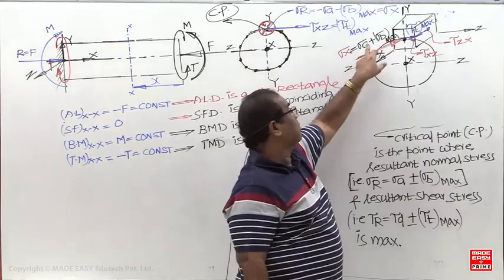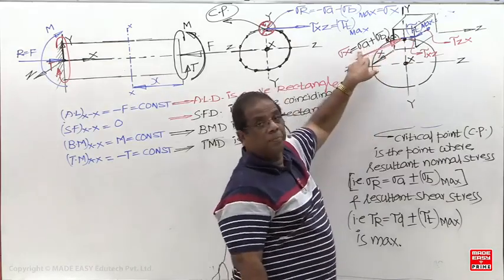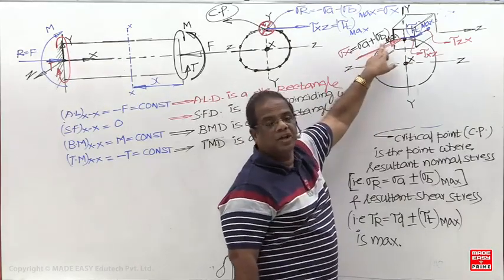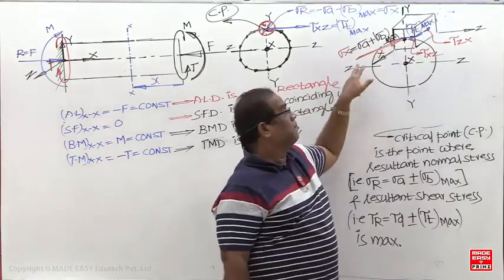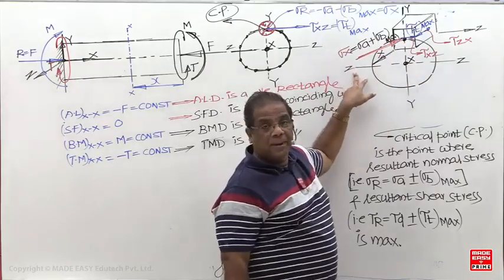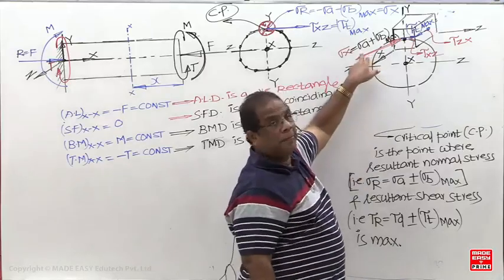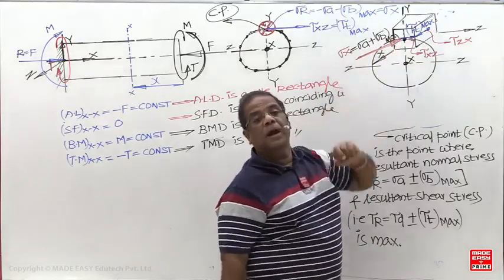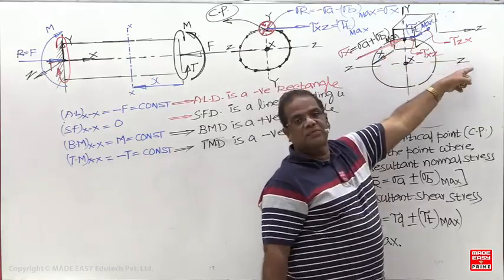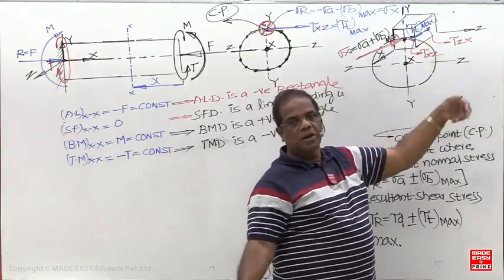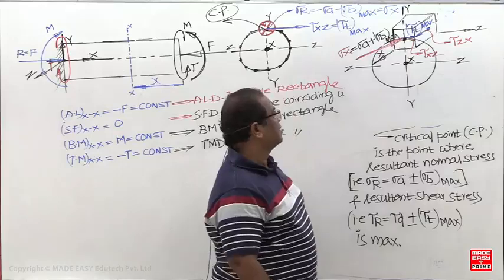4P by πd² plus 32M by πd³. This is 4P by πd², this is 32M by πd³, but compressive. So what is the overall value now? Minus 4P by πd² plus 32M by πd³. Sigma z is 0. And what is tau xz? 16T by πd³. Then you can find out the principal stresses now.